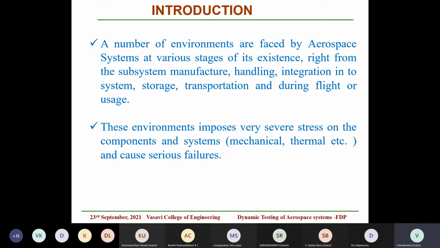So all those probable environments have to be identified beforehand and simulated, and all the subsystems which are going into these systems, or call these bigger systems, have to be tested for those environments. They may vary right from storage and transportation to service environments. These environments are very critical, as they impose severe stress on the components, like mechanical and thermal environments, and they cause serious failures.